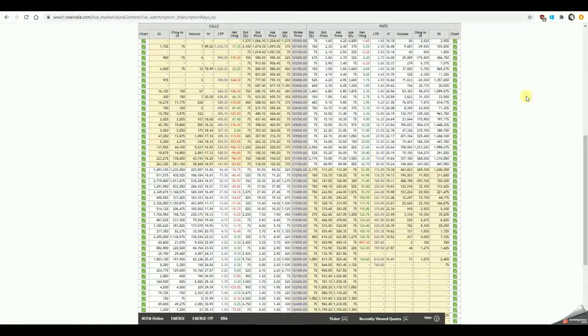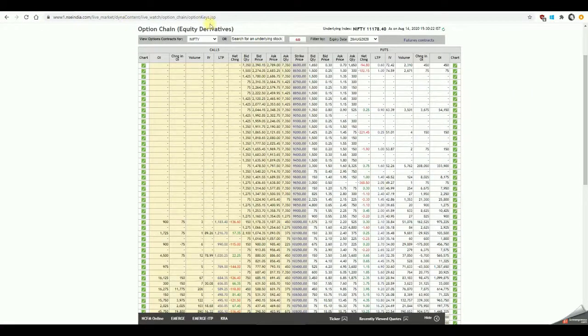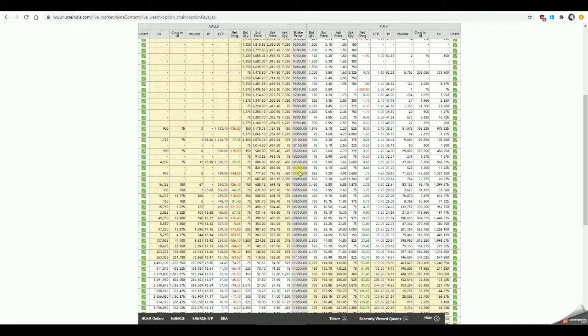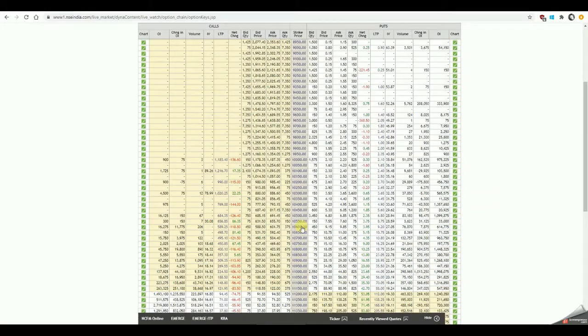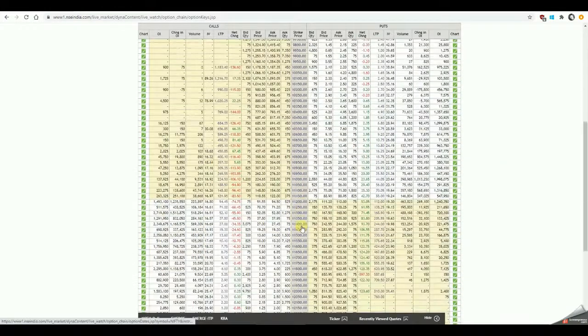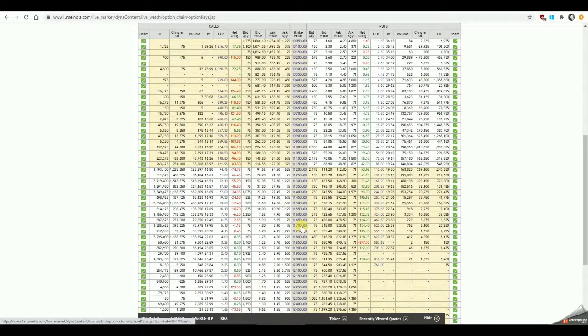Moving on. This is the NSE website and I'm looking at the Nifty option chain. So not much to look at, but can you tell me in which direction the market has moved just by looking at the option chain? Giving you a minute to think about it. Okay, if you are still thinking, you can pause the video here.